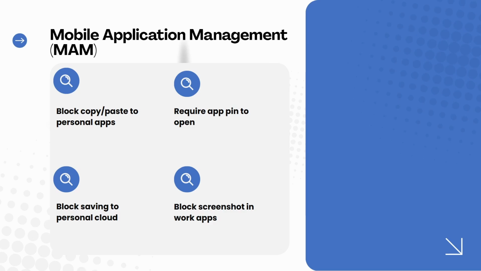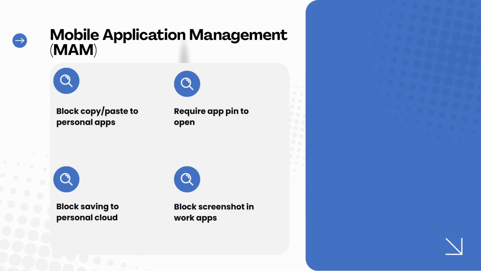When a user signs into the work app, the protection policies activate automatically. So, examples of what IT can do with MAM, mobile application management, are as follows: blocking copy pasting from work apps to your personal apps, blocking of saving files to your personal cloud. So, for example, you get a PDF file or a Word document in your Microsoft Teams. You do not have the ability to save it to the personal cloud at all. It will not allow you.